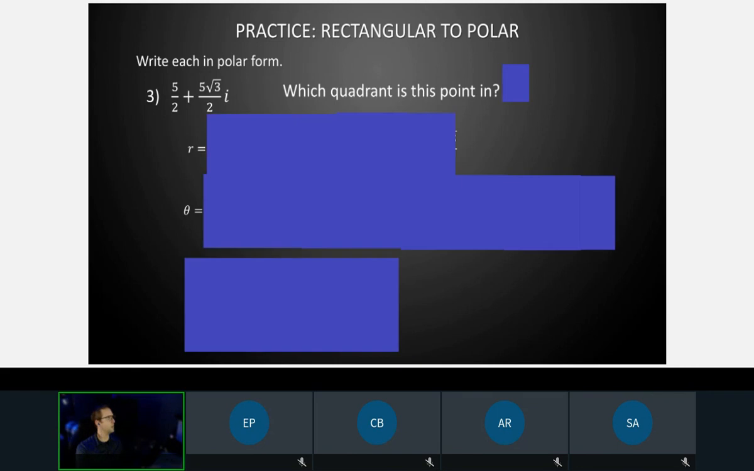All right, let's do one more of these examples. I will give you, say, 3 minutes to try to do this entire problem. 3 minutes.